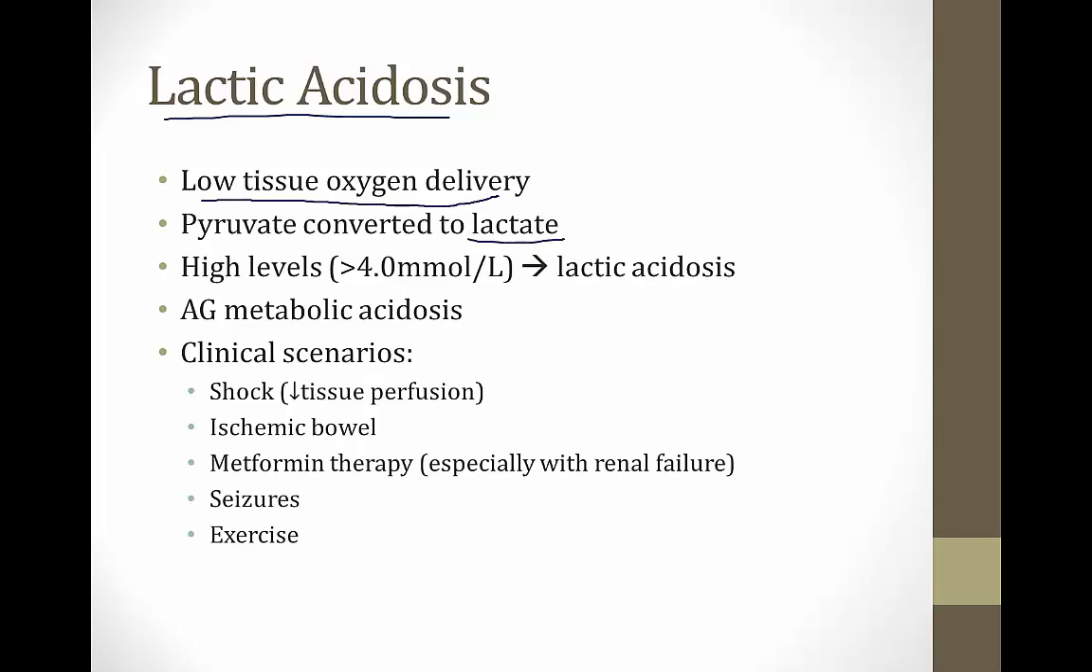Pyruvate gets converted to lactate, and when lactate levels get high, usually greater than 4 millimoles per liter, you get a lactic acidosis. And lactate is an unmeasured anion that gives you an anion gap metabolic acidosis. This occurs in a number of clinical scenarios that you should know.